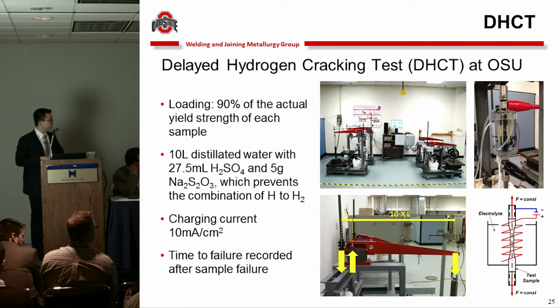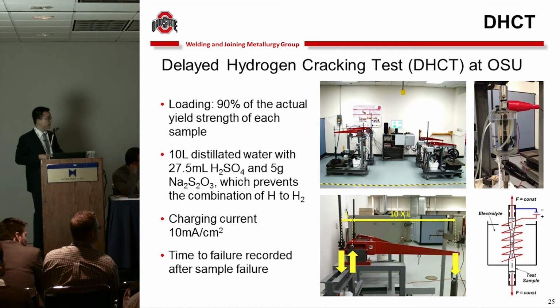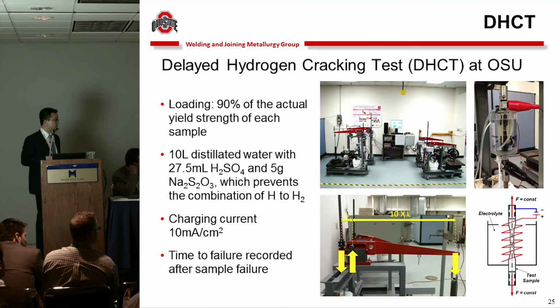Then we cut the samples into dog bone shape and install them into the delayed hydrogen cracking test frame. The load of the DHCT is 90% of the yield strength. The solution is a sulfuric acid solution, and the sample is immersed in the solution. The sample as the cathode is charged at 10 microamp per square centimeter. The hydrogen ions in the solution will migrate to the surface of the sample and form hydrogen atoms or hydrogen gas. Part of the hydrogen atoms will penetrate into the sample to promote the hydrogen-assisted cracking. The sample will crack after a period of time, and then we record the time to failure.